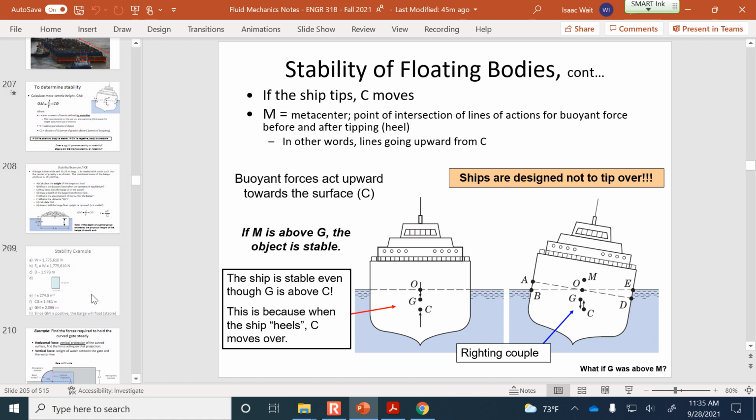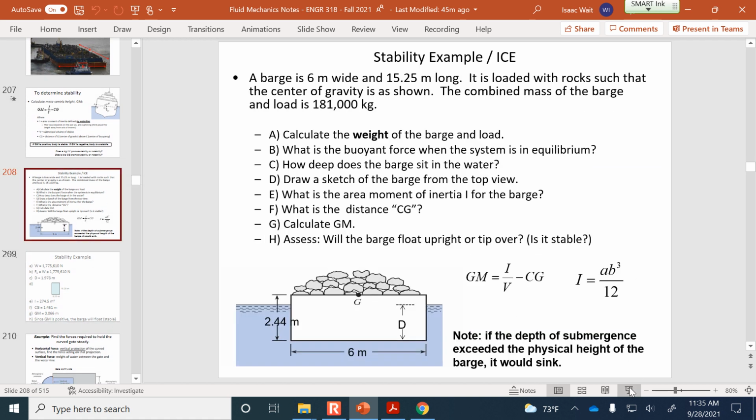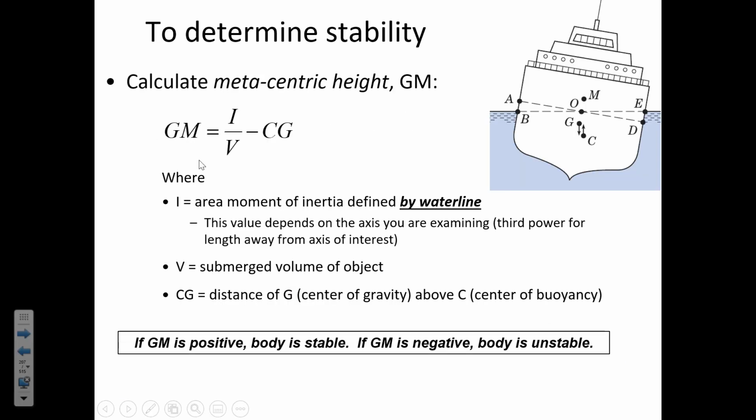And that's what this method allows us to do: it allows us to calculate how far above G the metacenter is. And if G goes above it, in other words, if this is negative, then your boat's going to have a real negative day. You know, it's going to tip over. It's unstable if GM is negative. But if it's positive, meaning that the first term is larger than the distance between the center of buoyancy and the center of gravity, then the body is stable.